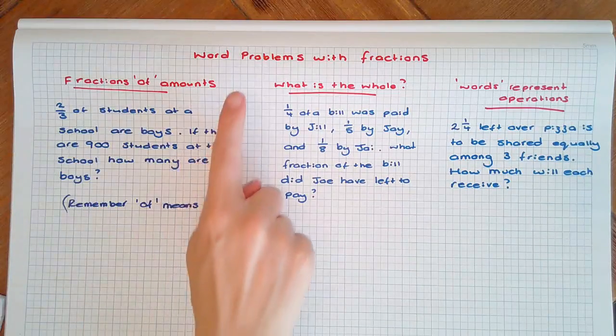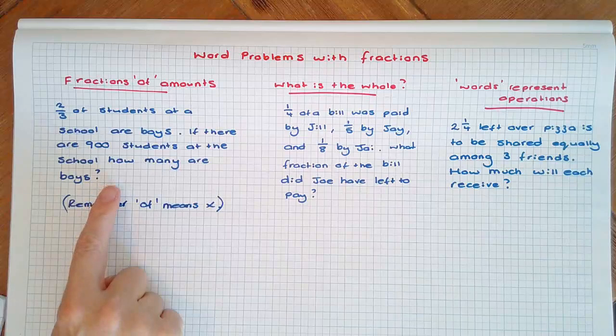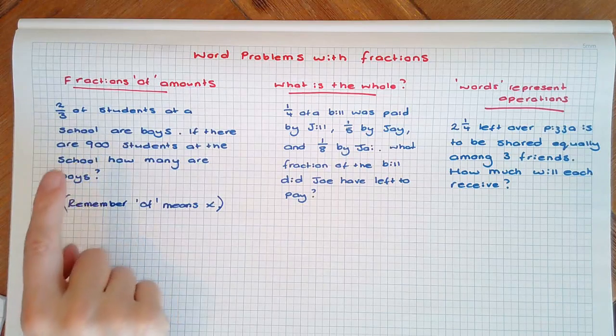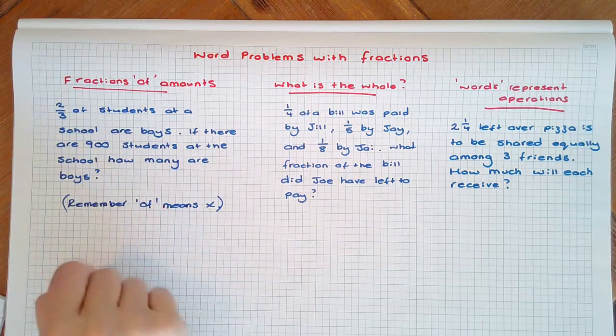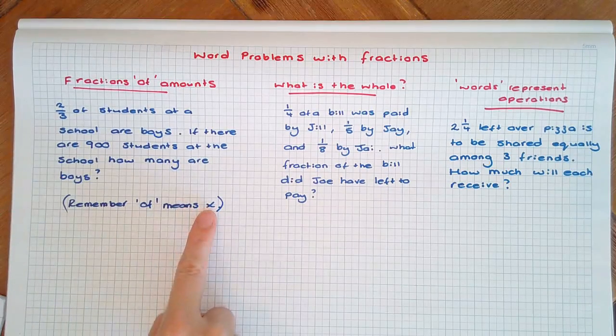In this video, we're going to have a look at word problems with fractions. 2/3 of students at a school are boys. If there are 900 students at the school, how many are boys? That is 2/3 of the 900 students are boys. We need to remember that "of" means multiply.